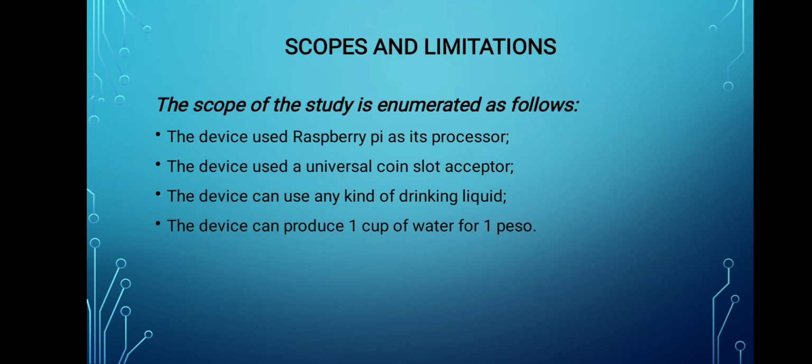The scope of the study is enumerated as follows. The device used Raspberry Pi as its processor. The device used a universal coin slot acceptor. The device can use any kind of drinking liquid. The device can produce 1 cup of water for 1 peso.